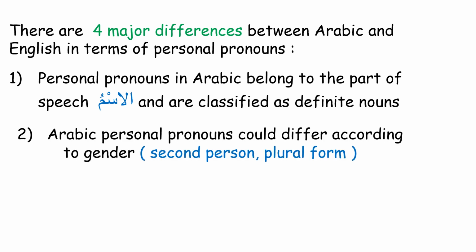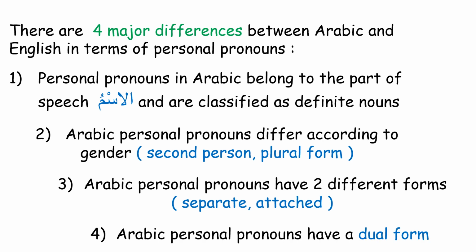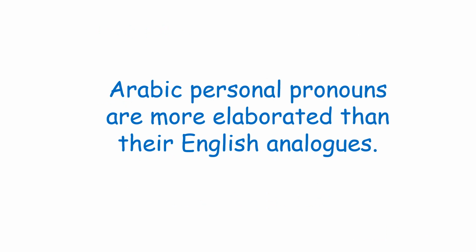Number 2, Arabic personal pronouns could differ according to gender. We will see that in a couple of minutes. Number 3, Arabic personal pronouns have 2 different forms, attached and separate. We will be working with the separate form today. And last but not least, they do have a dual form, which will be pushed back to the right time. So, in a nutshell, personal pronouns in Arabic are more elaborated than their English analogues.